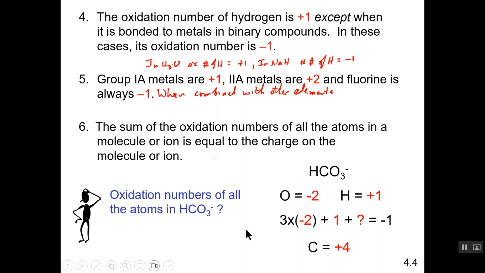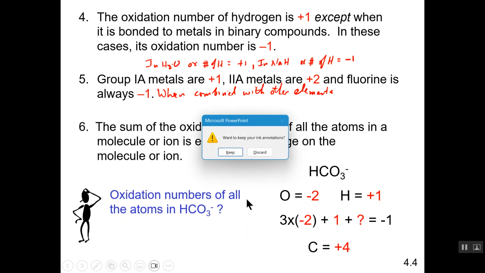Okay, we're going to stop here for today. Oh, and the next thing we're going to talk about is basically how do we balance redox equations, which should be a bit of a review for you guys, all right?